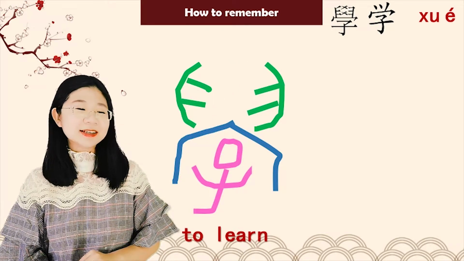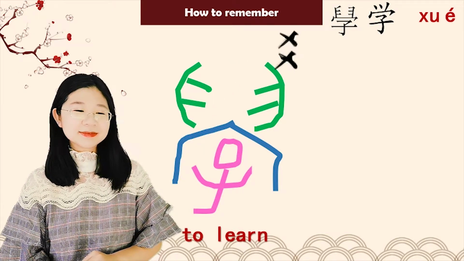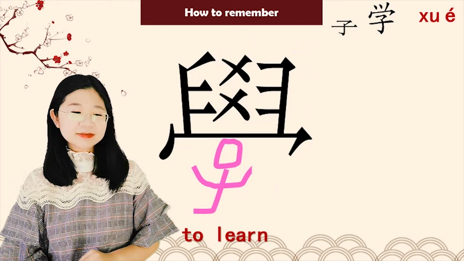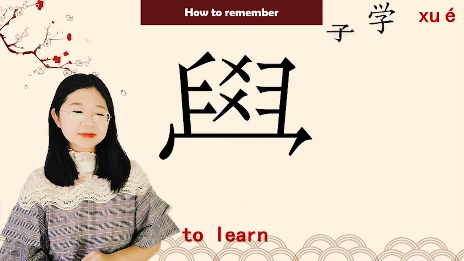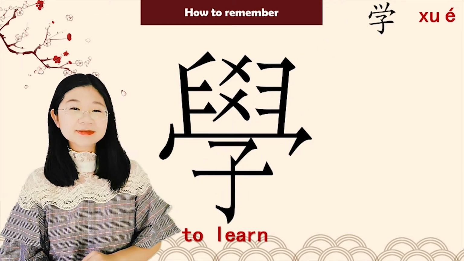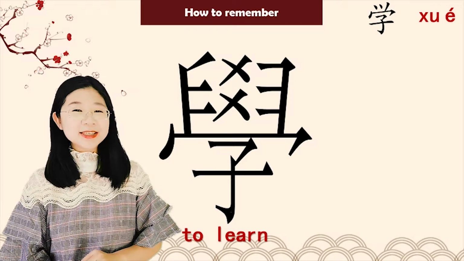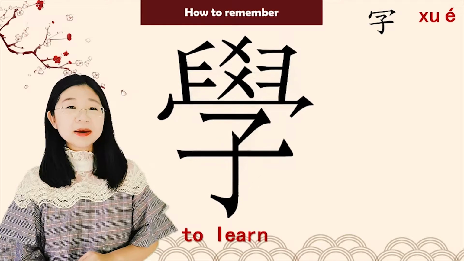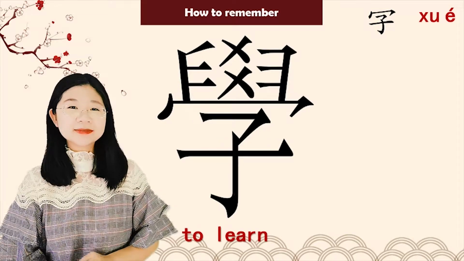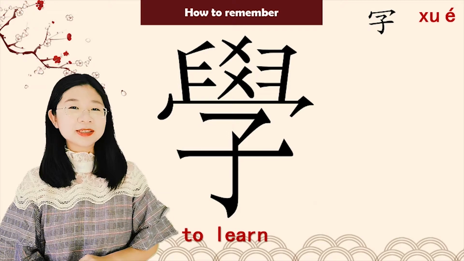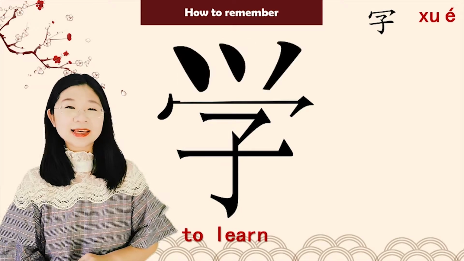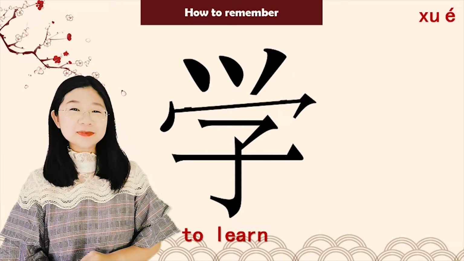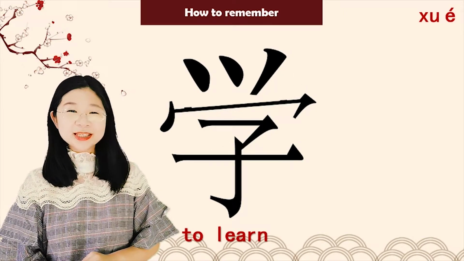And we change the character. So this is the traditional Chinese character of 学. But it's still very difficult to write. So we change the top part like this. So this is the simplified Chinese character we need to learn.